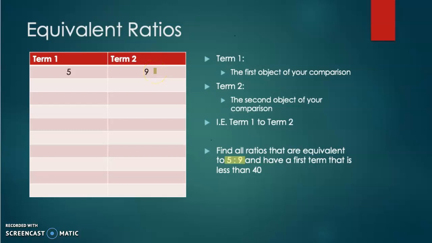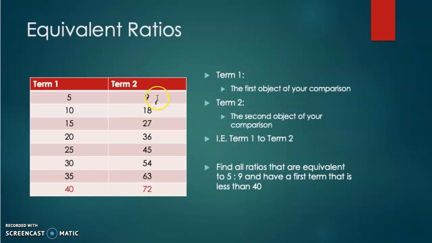What we're going to do, because you don't know how to do it yet, is go over how you can find ratios where the first term is less than 40. So we have to increase this value here so that it becomes less than 40. And if we do that, it's going to look like this.